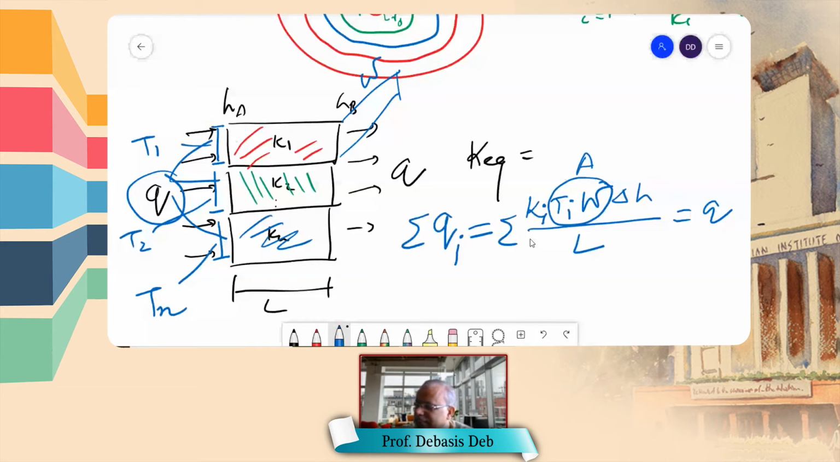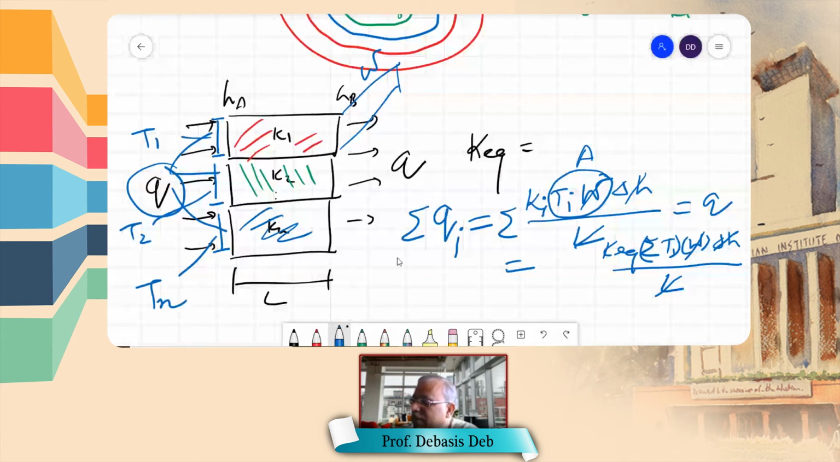And in the equivalent case, this one will be the same. So at that time it will be your K equivalent into summation of Ti into W. And this will give me the total area. Del H remains the same, by L. So here this cancels. Now W also cancels, because W is the width.